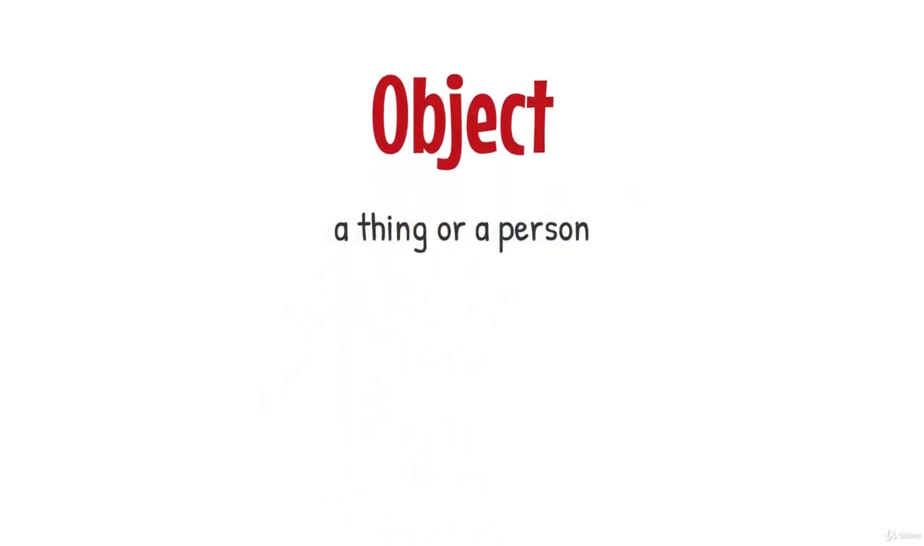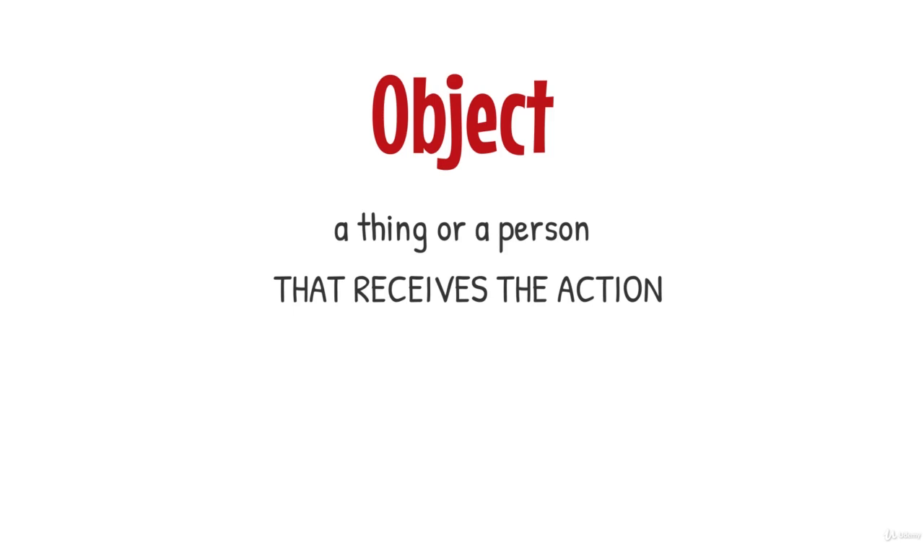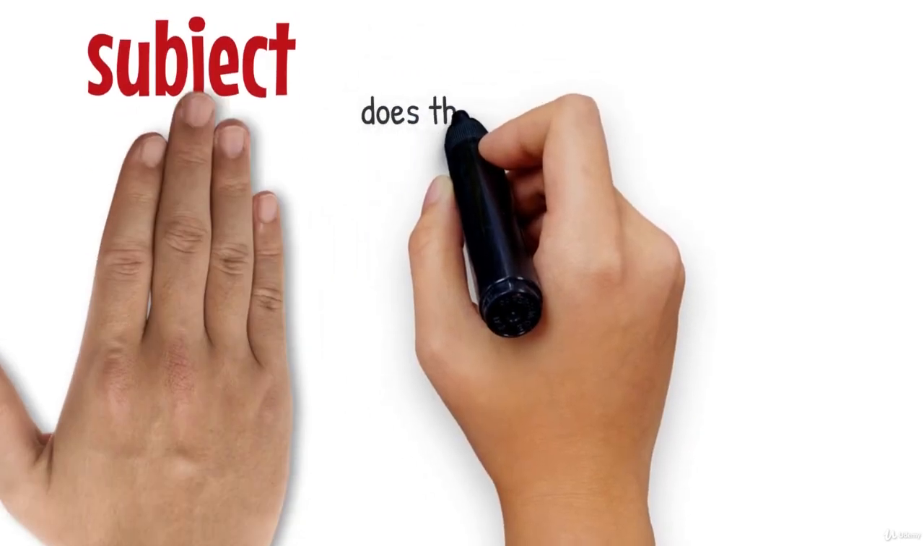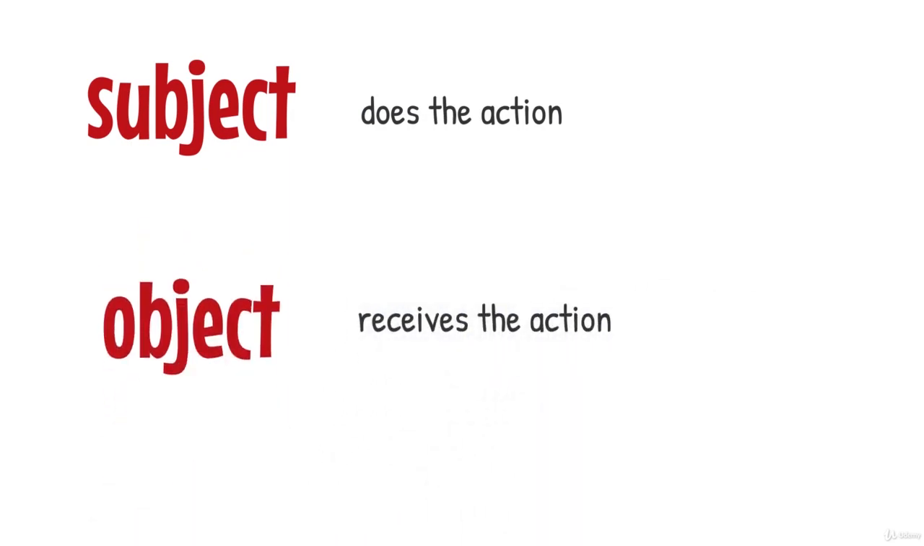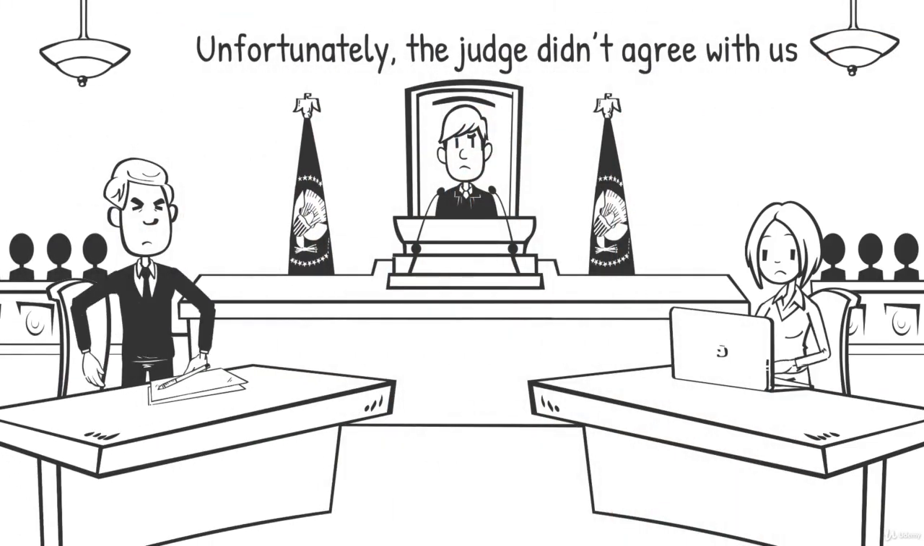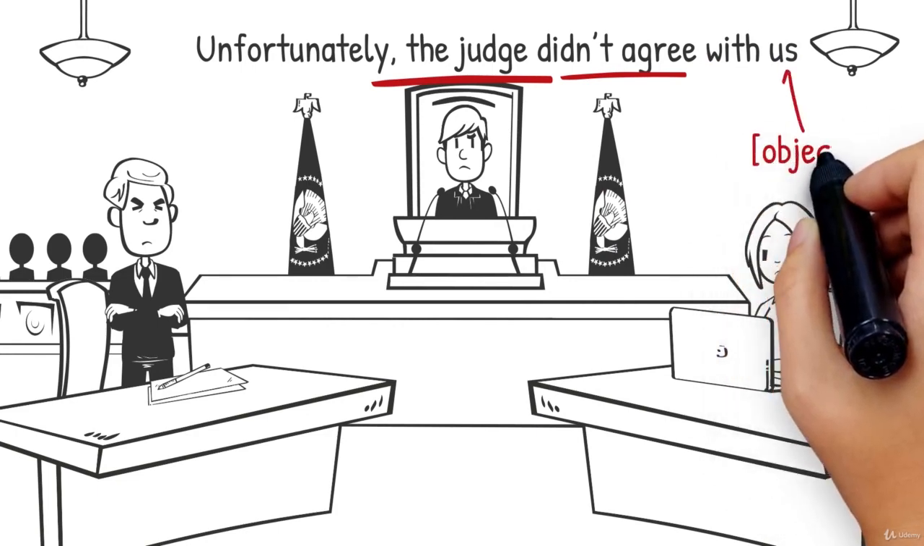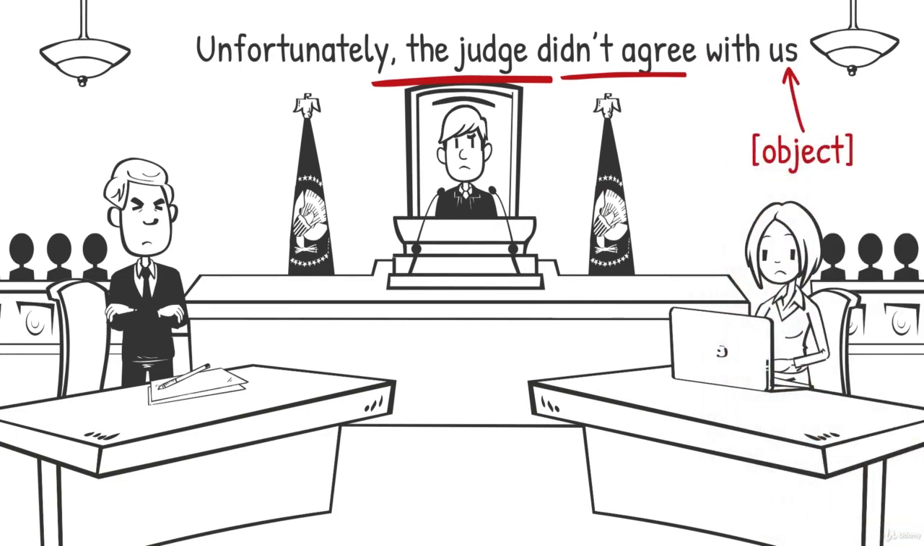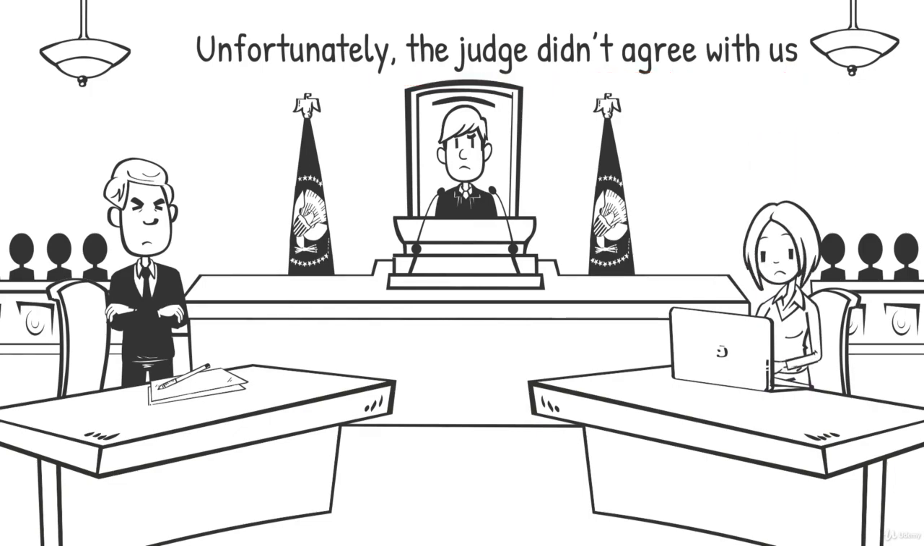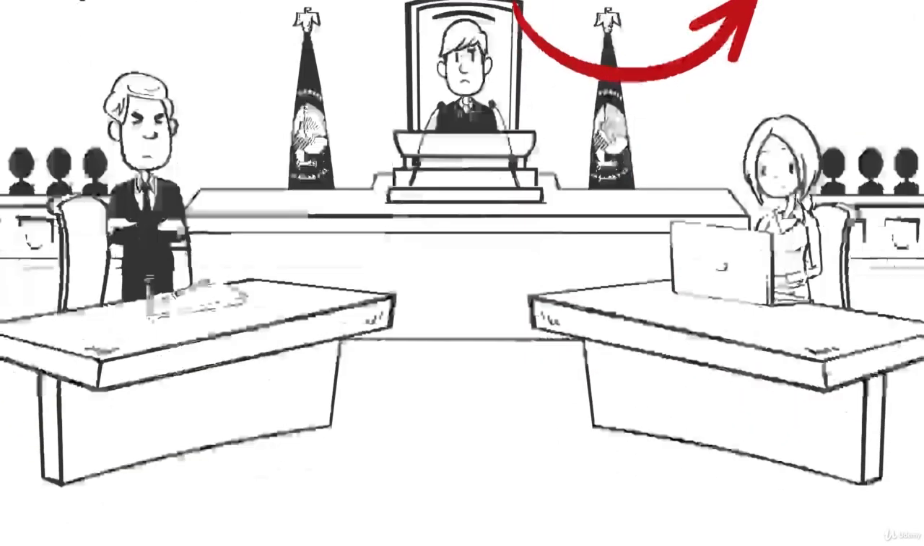Object. Object is a thing or a person that receives the action. Subject does the action, and object receives the action. For example, unfortunately, the judge didn't agree with us. The noun judge is the subject. Didn't agree is the predicate. And us is the object. The action went from the subject to the object.